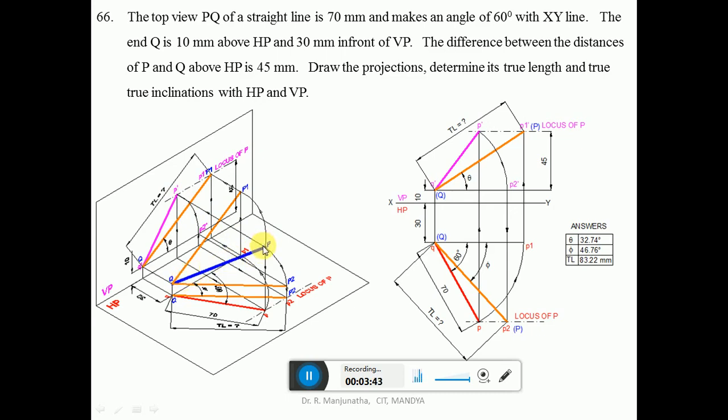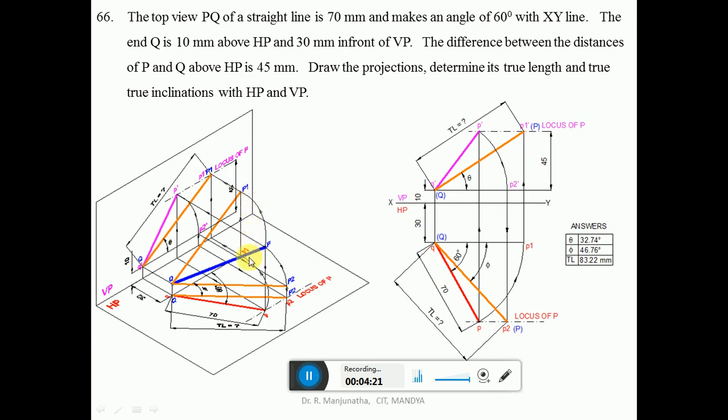Now when you want to find the true length in the vertical plane, you make this QP parallel to VP. With Q as center, take the radius of QP and draw an arc such that QP1 will be in front of VP by 30 mm. Then this line is going to be parallel to VP, and when you project that onto the vertical plane, looking from the front view, you get this point P1 dash here and Q dash is here. So you get the true length in the front view. This is the inclination with respect to HP.